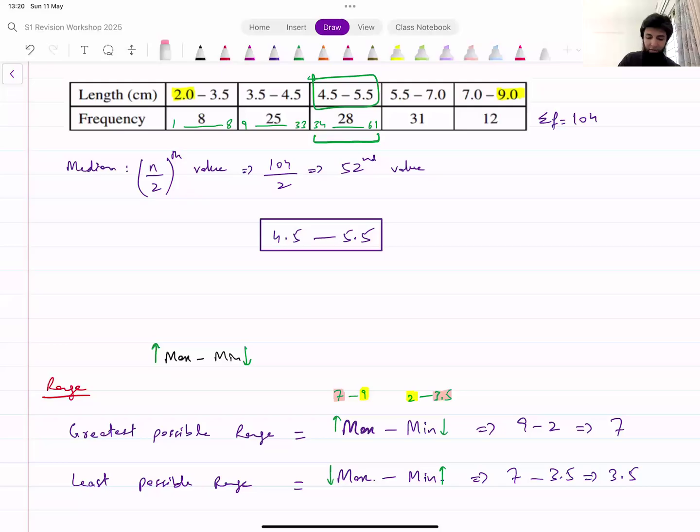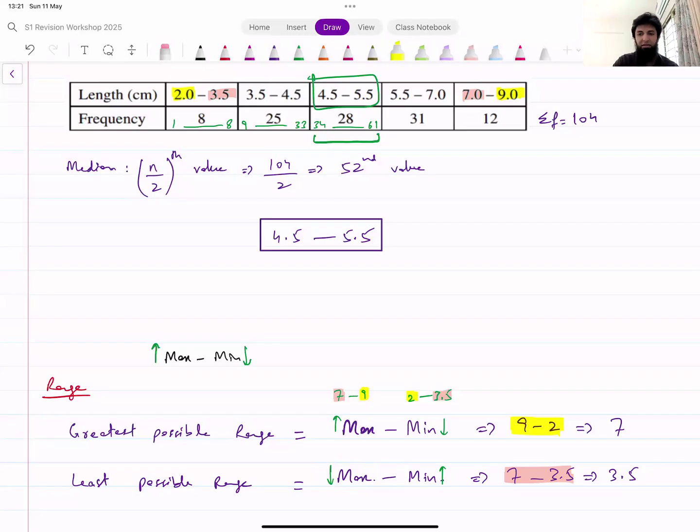Now, similarly, for the least possible range, the maximum value should be as small as possible and the minimum value should be as large as possible. We know there are some values in this last interval. There are 12 values there. And there are some values in the smallest interval. The least possible range would be if all the values in the first interval were 3.5 and all the values in the last interval were 7. So we would want the maximum value to be as small as possible, and the minimum value to be as big as possible. We say they are 7 from here and 3.5 from here. These are the values that give us the least possible value of the range. That's 7 minus 3.5, which gives 3.5. Okay, so that's how you find the maximum possible range and the minimum possible range.